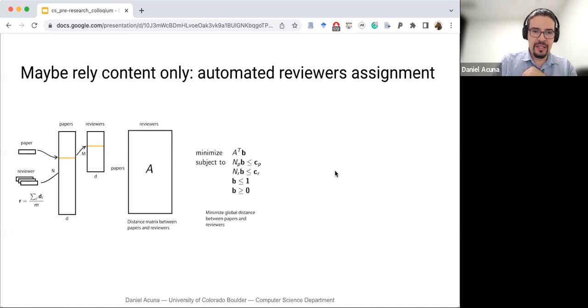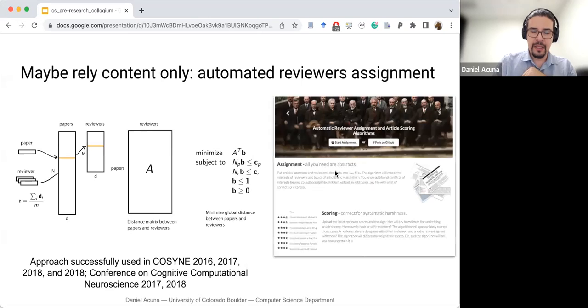I'm going to skip a little bit of this. We took the same idea and developed automated assignments for scientific conferences. There are many conferences already using our system, so we're able to match reviewers to papers and maximize the affinity of the reviewers with the papers. This has been incredibly helpful, especially for very big conferences that have 15,000 submissions.